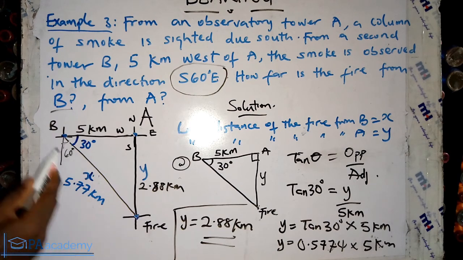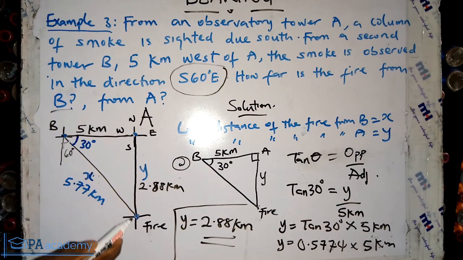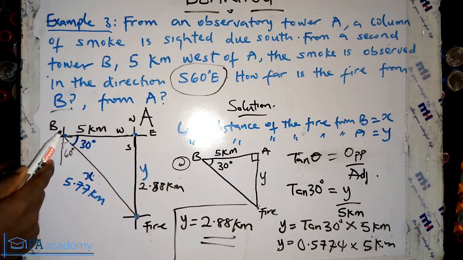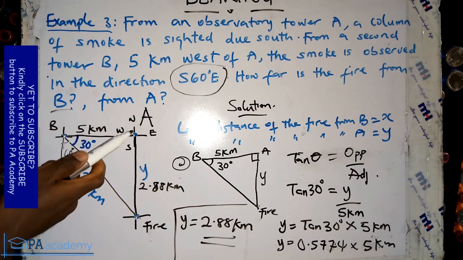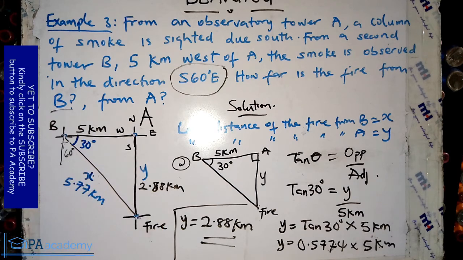That means the distance of the fire from B, or between B and the fire, is 5.77 kilometers, and the distance between the fire and point A is 2.88 kilometers.